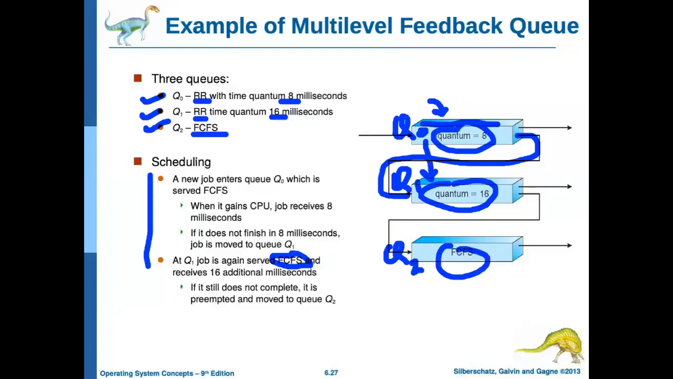So at Q1, again it receives an additional 16 milliseconds. And if it still does not complete, again it will be downgraded to Q2, where it will be switched to queue number 2. So any combination of existing algorithms can be utilized under this multi-level feedback scheduling.